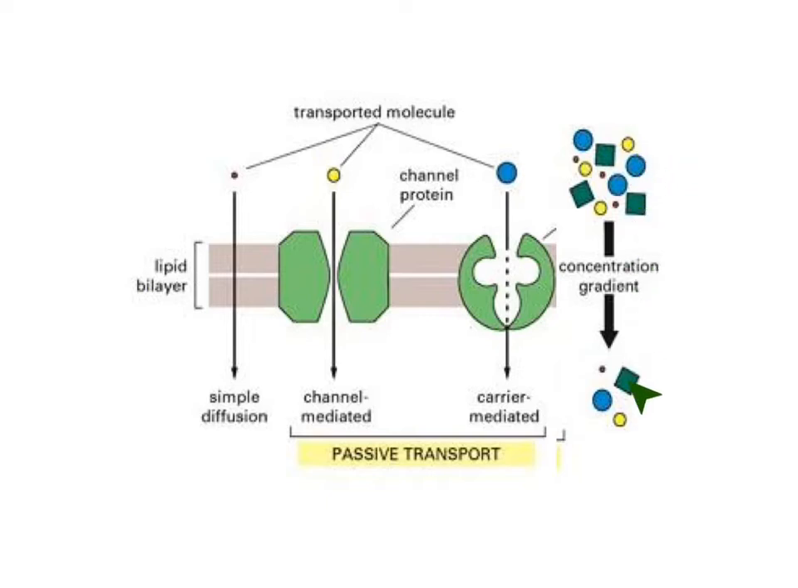Here we see the concentration gradient goes in this direction, and we have a couple of different things going on here. We have simple diffusion here, which would be a small molecule like oxygen or carbon dioxide or water. And then we have a channel here, which is a protein, and we have what we call carrier-mediated, where the molecule is interacting more with the protein. But in both cases, they're moving down their own concentration gradient. It's called passive transport because no energy is needed by the cell.